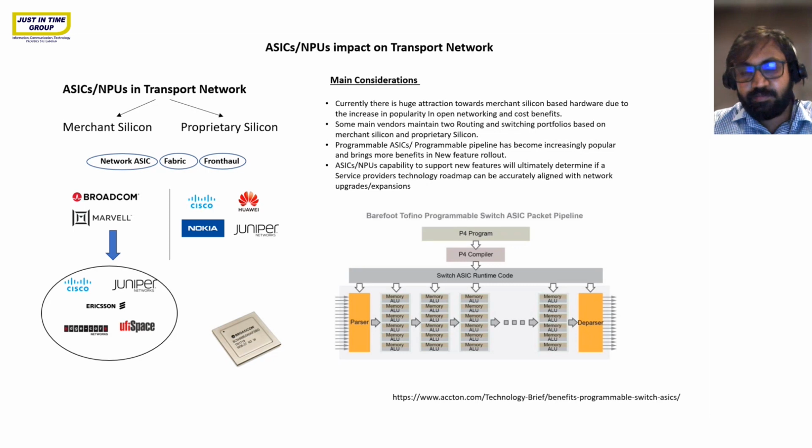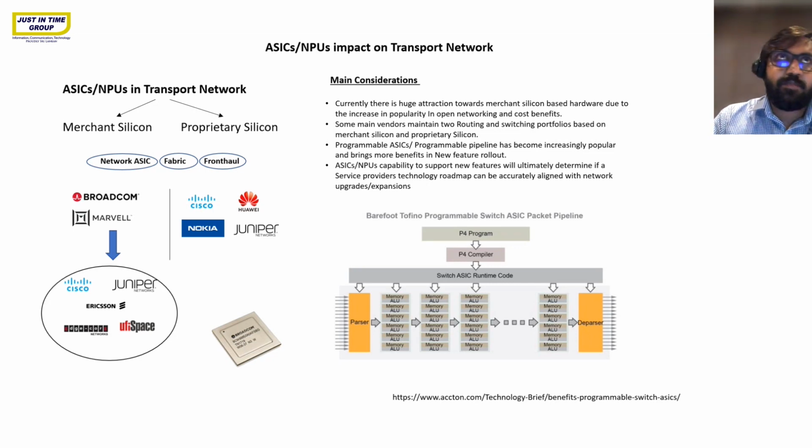You cannot do that. And so since the 2016, 2017 timeframe, there's been a lot of attraction towards programmable ASICs, and P4, another programming language, came because of this aspect of ASIC programmability. So this is an interesting area.